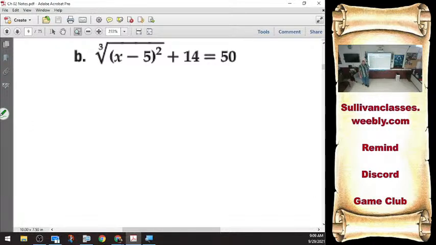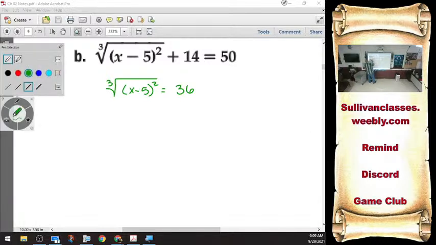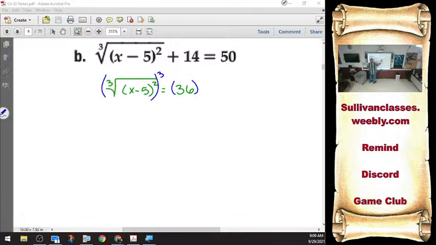So I undo radicals by whatever the exponent is, but I can't do the exponent if, okay, get that 14 down there first. Third root of x minus 5 squared is now 36. 36 to the third. That's what I heard? Yep. Okay. Now what? I have to square root to undo squared.